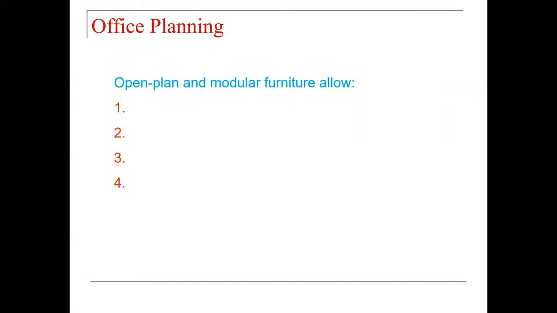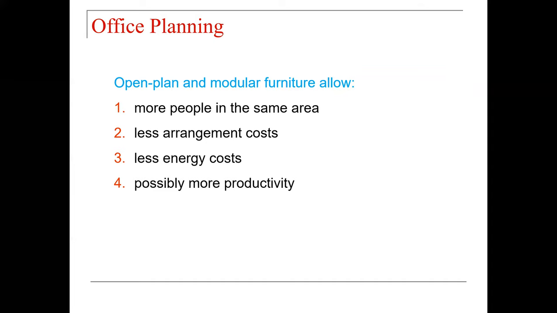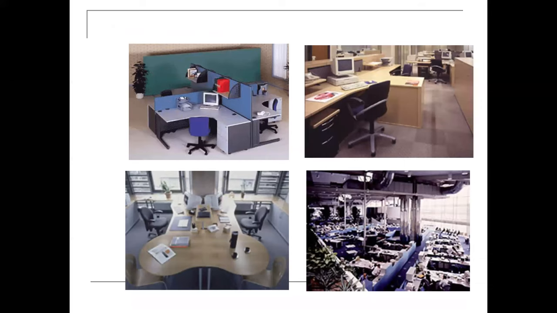Open plan and modular furniture allow more people in the same area, less arrangement costs, less energy costs, and possibly more productivity. So here are some examples of those layouts. So again, we have partitioning. Maybe technology is different now, but the idea is the same. You have the desk and you have some type of division between the desks. This again is very common in many companies, at least from my experience working and visiting and doing consulting. This is what you will see most of the time.